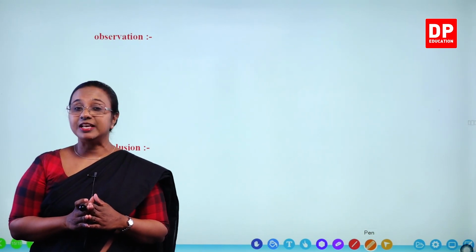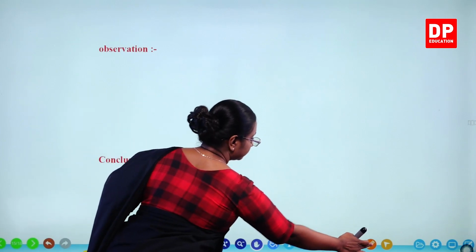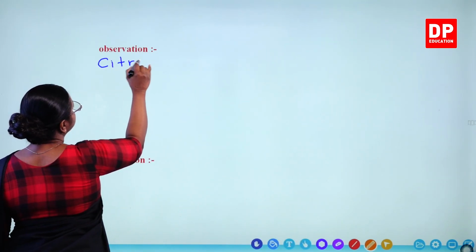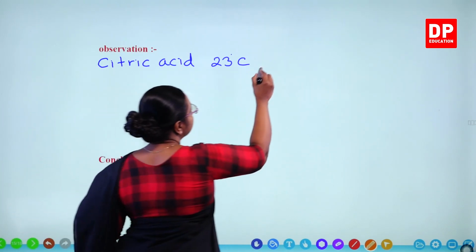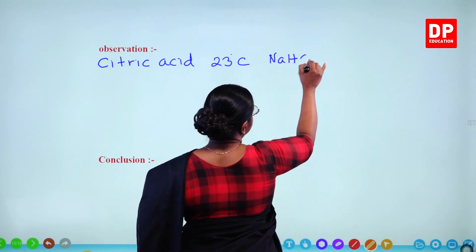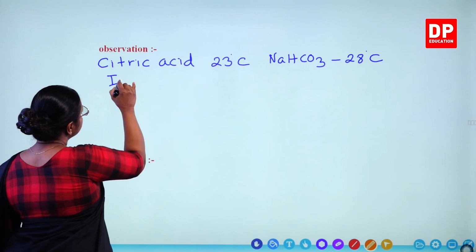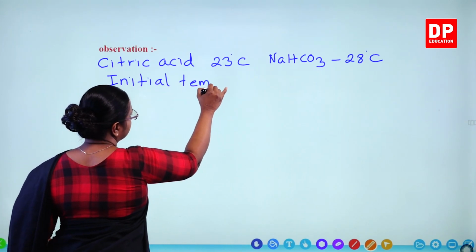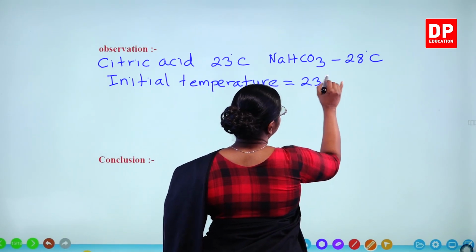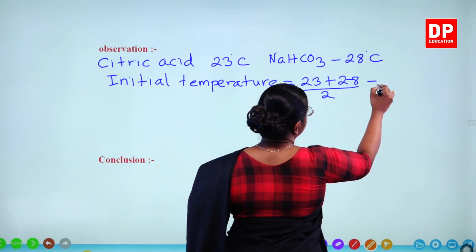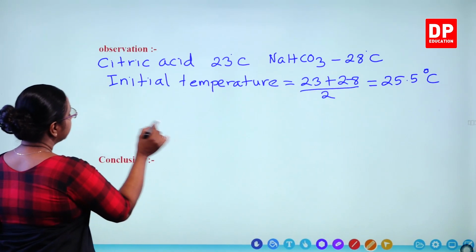Okay, students. So, you all were able to observe the heat changes. You can remember the temperatures that we recorded. What were they? Initially, citric acid, it was 23 degrees Celsius in temperature. And sodium bicarbonate, that was 28 degrees Celsius in temperature. So, what is the initial temperature? I told you all students, we need to take the average. So, 23 plus 28 divided by 2, then that would be 25.5 degrees Celsius. That's the initial temperature.